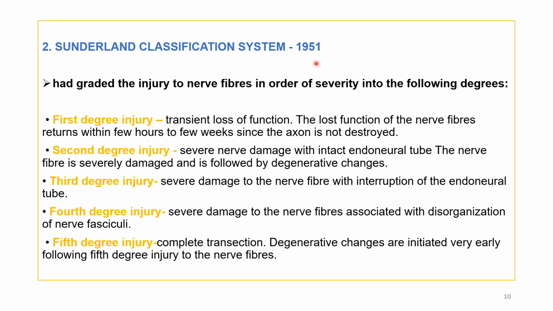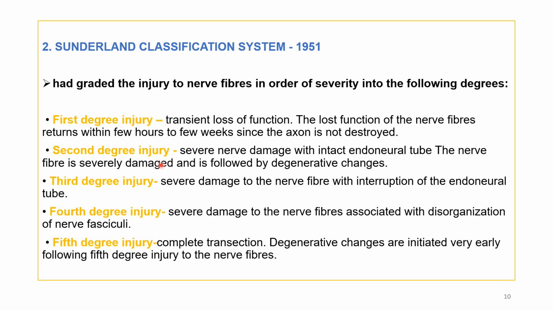So here he has graded the nerve injury into 5 different degrees. What is the first degree? Here there is transient loss of function, a physiological loss of function. It can be reversible within a few hours to a few weeks since the axon is not destroyed. So the first degree is nothing but the neuropraxia of the Seddon classification.